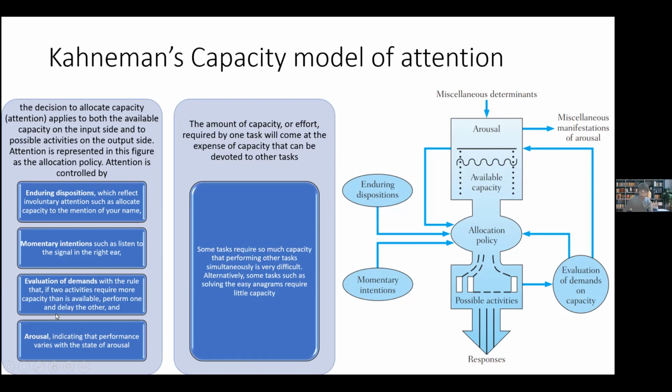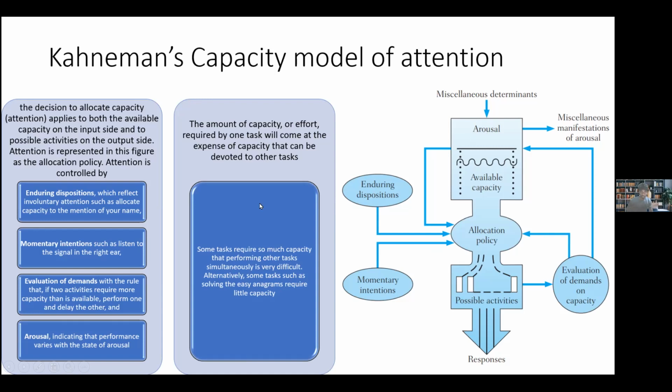Of course, all of these depend on the amount of arousal. So it all depends on the amount of alertness a person has. If a person just got up from sleep, the person is less alert, so they will not be able to allocate attention. If a person is wide awake, they will be able to allocate attention more.